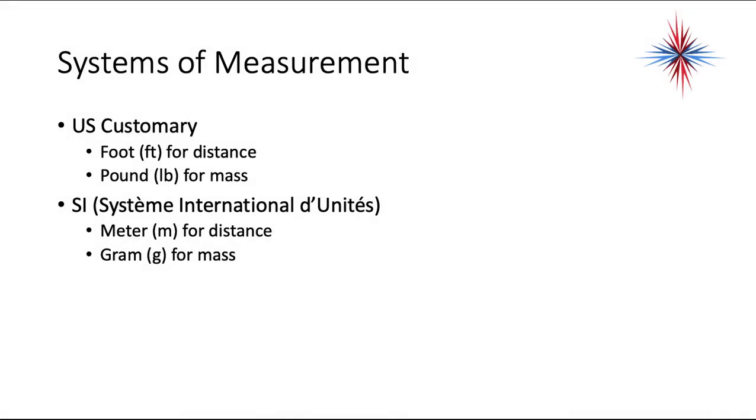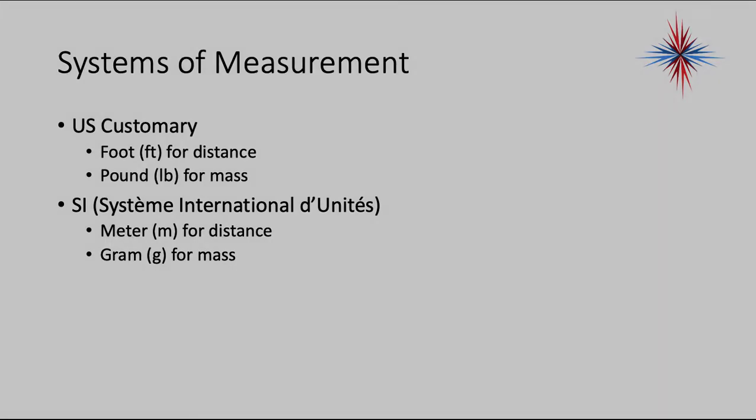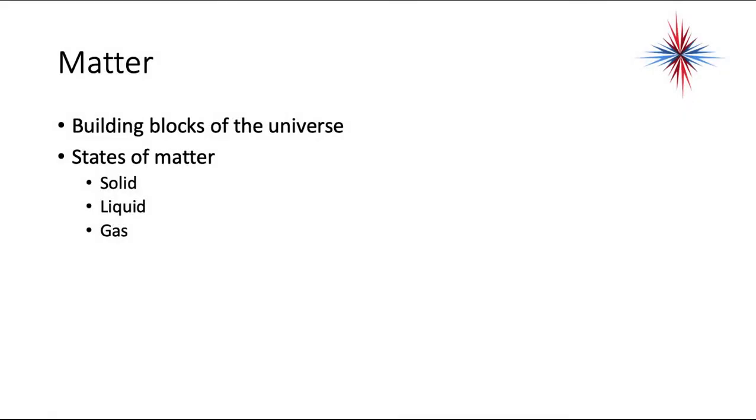So let's start off with the basic systems of measurement. We have US customary, which is foot for distance and pounds for mass. We also have the System International units, which uses meters for distance and grams for mass. Matter is the building blocks of the universe. The states of matter could be solid, liquid, and gas, and those are your three states of matter.